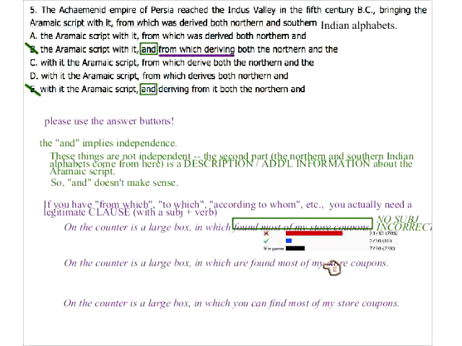Everybody pick green check, red X, please.